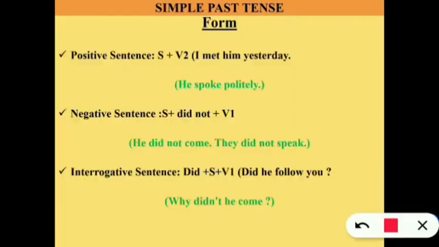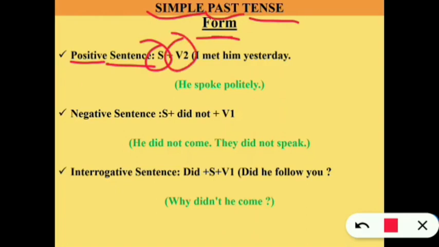Let's move to the second tense, that is past tense, and its different forms. First one is simple past tense. Let's see the form. Positive sentence: subject, second form of verb. Example: I met him yesterday. He spoke politely. So met is verb 2, spoke is verb 2.